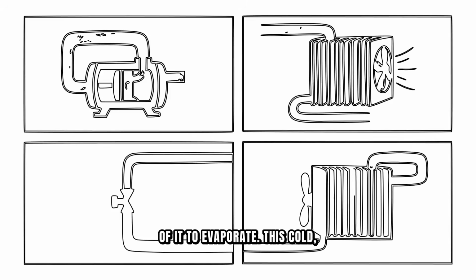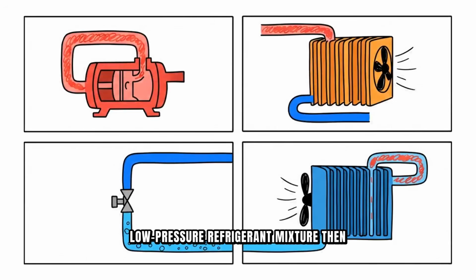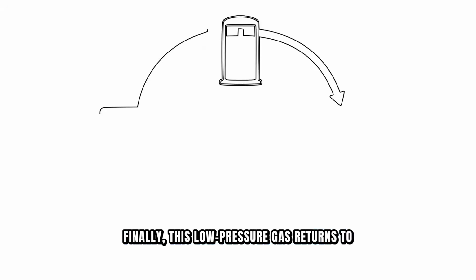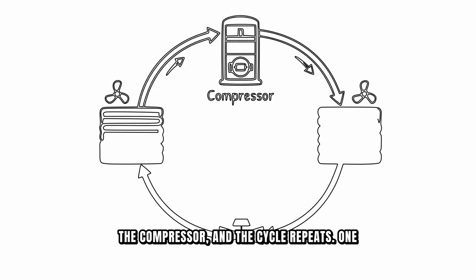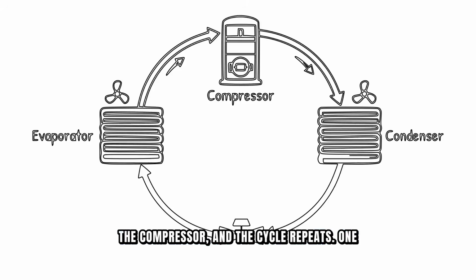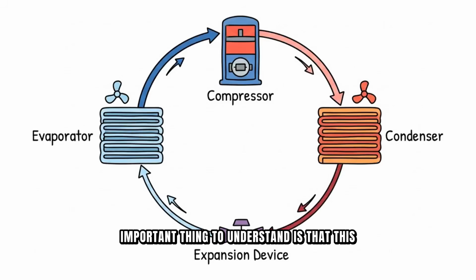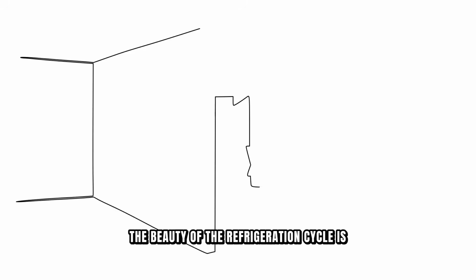it to evaporate. This cold, low-pressure refrigerant mixture then enters the evaporator, where it absorbs heat from your indoor air, fully evaporating into a gas. Finally, this low-pressure gas returns to the compressor, and the cycle repeats. One important thing to understand is that this cycle is continuous and remarkably efficient.